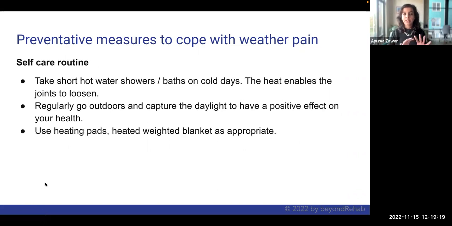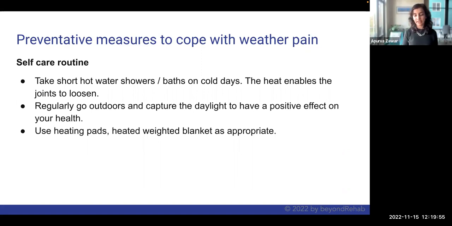And it's recommended that if you have a set of self-care routines, specifically in the winter, continue doing them. Probably hot water showers help you. It helps just to loosen the stiffness. Going outdoors when and where possible and safe to capture the daylight. Using heating pads just to relieve the muscle spasm and improve the circulation. A heated weighted blanket is good. It helps with the joint proprioception. It helps with overall calming of the nervous system, basically the parasympathetic nervous system.